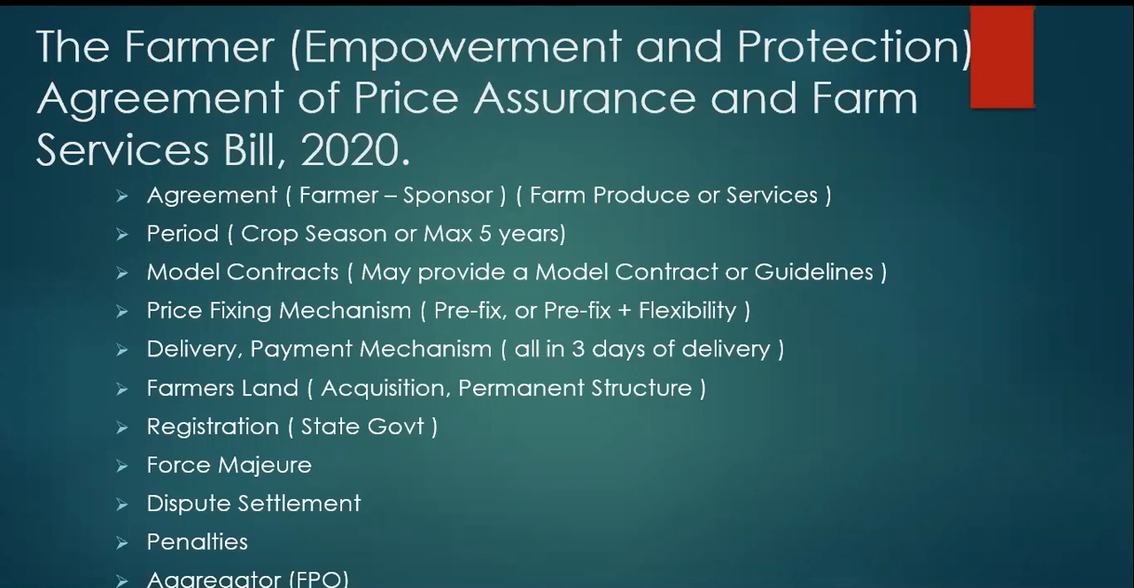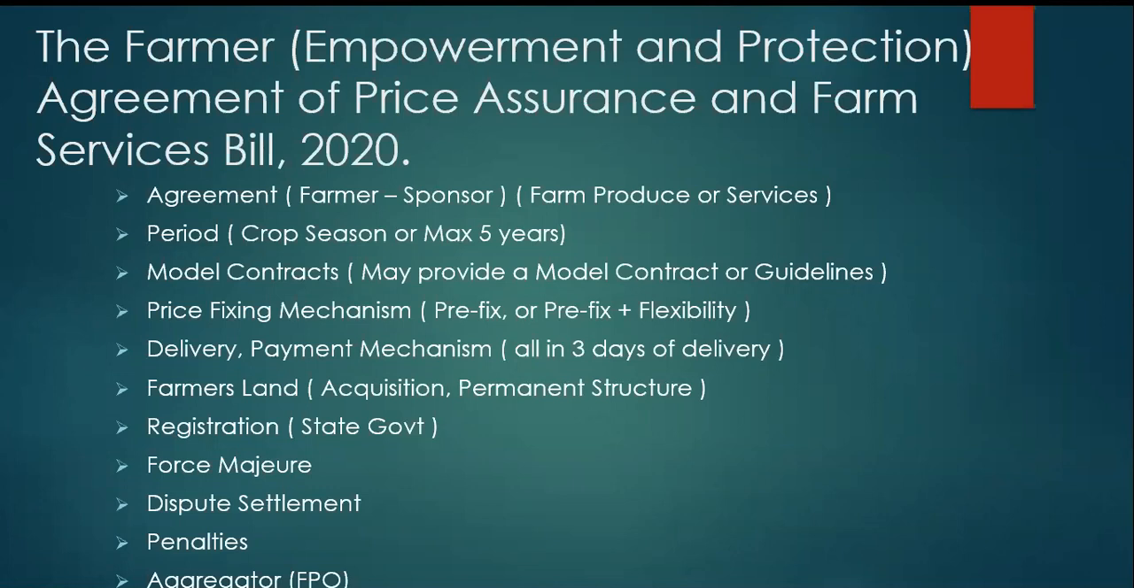The other type is prefix plus flexibility, which means the Lay's factory can also fix the price at 24 rupees per kg. But suppose the price increases in the market at the time of harvest, then there should be a flexibility condition added to the agreement, that as per the proportion the price has increased in the market, the factory should also increase the price which it has prefixed. So if they are not giving 35 or 36 rupees, then they should fix the price at 34 rupees at the time of harvest if the market price is 34 rupees.